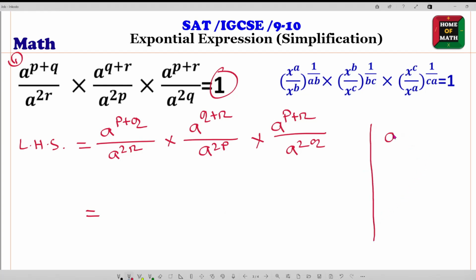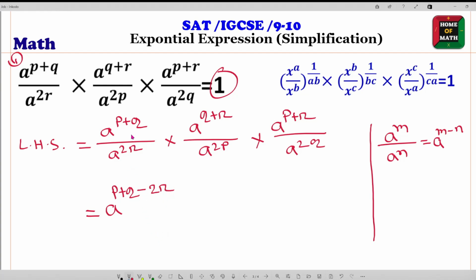We know once bases are the same, like here a to the power m and a to the power n, in division the power will be subtracted. So here the powers are m and n, so the base stays the same and the power will be m minus n. Similarly here, a to the power p plus q minus 2r.